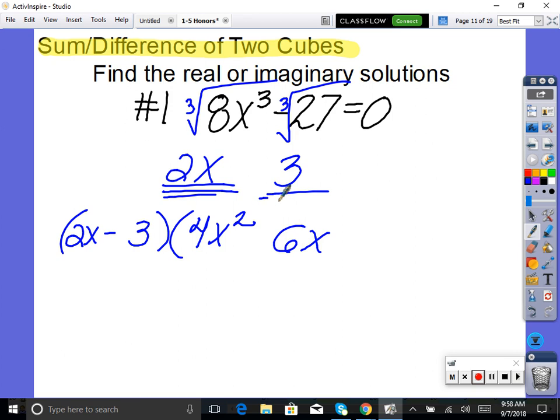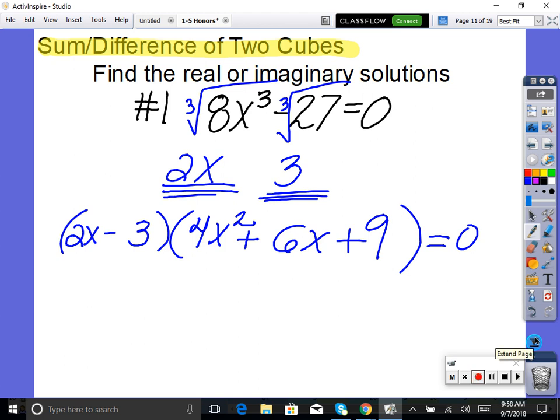6x, yep. Then the back times the back, 9. Then this sign and this sign are opposites. The last sign is always, always positive. We just factored it. That's factored, and that's all we have to do. Yep, that's factored, and now we'll use that to solve, because we know how to solve linear, and we know how to solve quadratics.